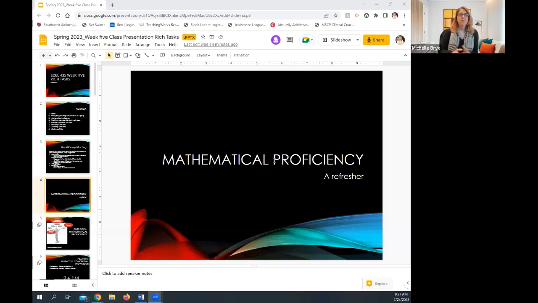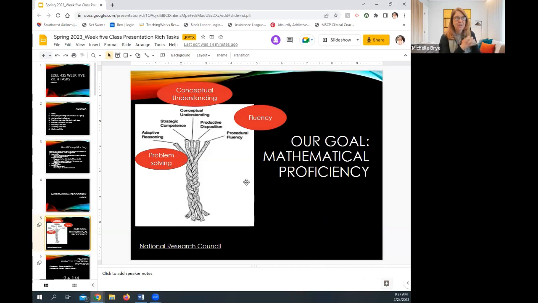Okay. So what we're going to do, recap a little bit. Last week, we talked about the mathematical standards and mathematical proficiencies. And if you remember, the goal of our mathematics instruction is to have mathematical proficiency. And you may go, well, what is that? And if you remember this visual from last week, it's this interwoven connection, this idea of we're looking at adaptive reasoning, strategic competence, conceptual understanding, productive disposition, and procedural fluency.